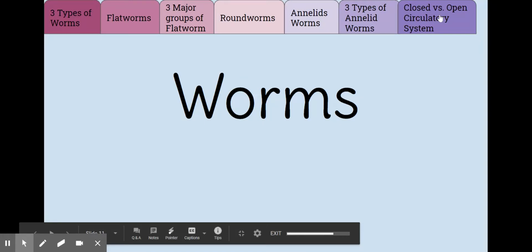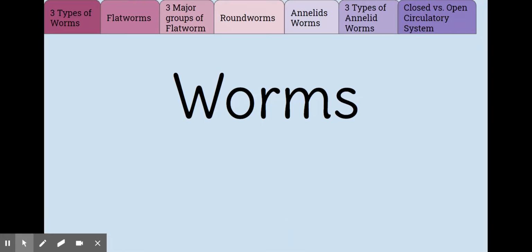Welcome back, everybody. We're going to continue our note-taking on worms. We're going to talk about three types of worms: flatworms, three major groups of flatworms, roundworms, annelid worms, three types of annelid worms, and closed versus open circulatory systems. After we're done with worms, we're going to move on and talk about mollusks.